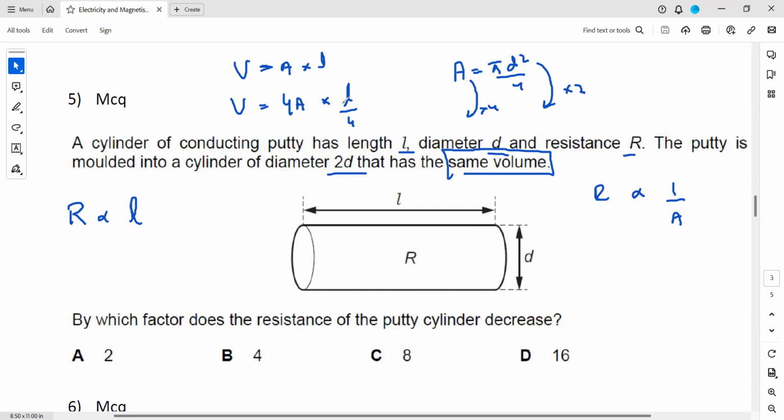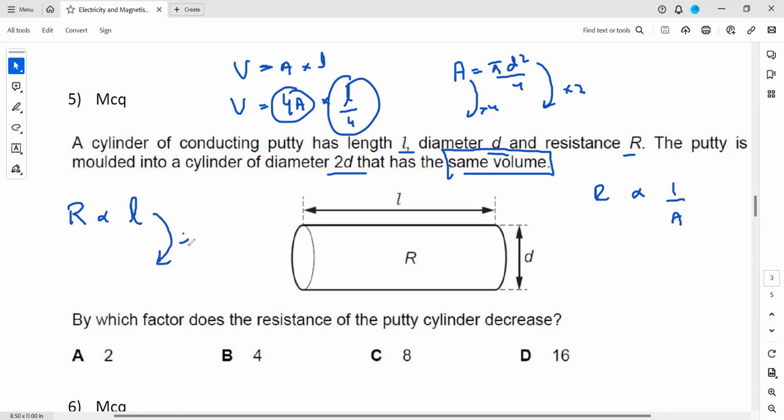So if in the first part of the question the diameter was d, for example, the area is A and the length is L. But then we doubled the diameter. If we double the diameter, the area will be 4 times. If the area is 4 times, the length will be a quarter. Why a quarter? Because if the area is increasing by 4, the length should decrease by 4 so that the volume will remain constant.